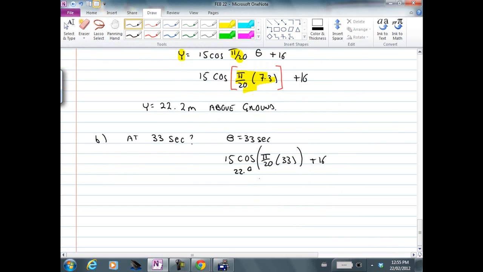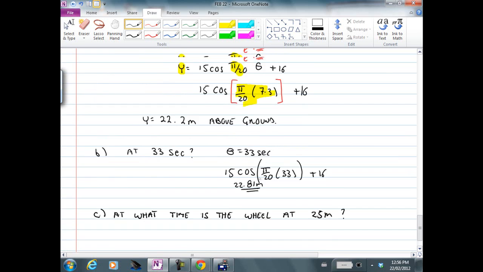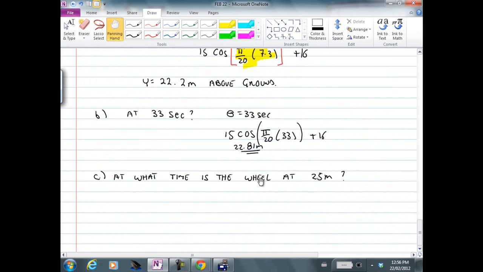C. At what time is the wheel at 25 meters? So I'm looking for the time now. At what time is the wheel at 25 meters? There are many ways of doing this question. You can either plug it in. Can we try it out by ourselves? Yep, pause it. I'm gonna pause it.